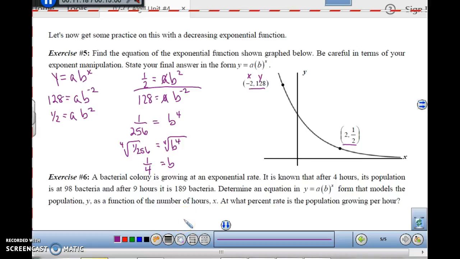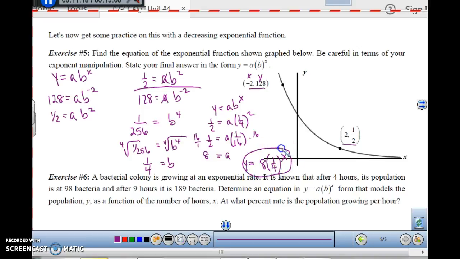Okay, so now I know what b is, and now I need to find a. So to find a, y equals ab to the x, pick one of the points to use. I'm going to use either point, it doesn't matter. I'm going to use 1/2. All right, 1/2 is equal to a times 1/4 squared. 1/2 is equal to a times 1/16. And then 1/2 divided by 1/16, or multiplied by 16, I get a is equal to 8. So I multiply by 16 here, multiply by 16 here, and I get a is 8. So my final equation is y equals 8 times 1/4 to the x. Now notice that makes sense because your multiplier is a 4th because this is a decreasing function.